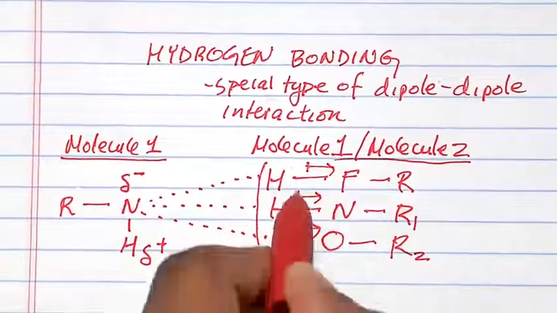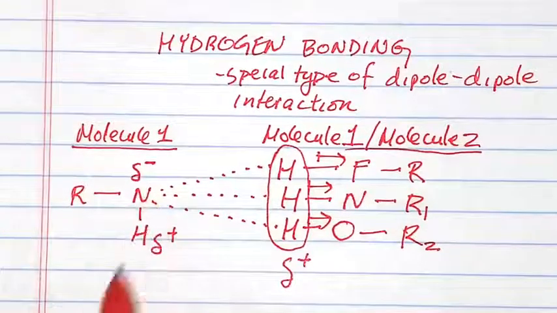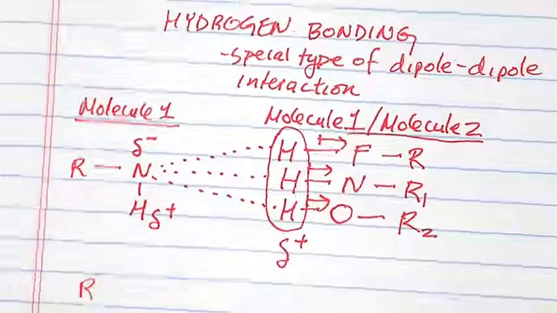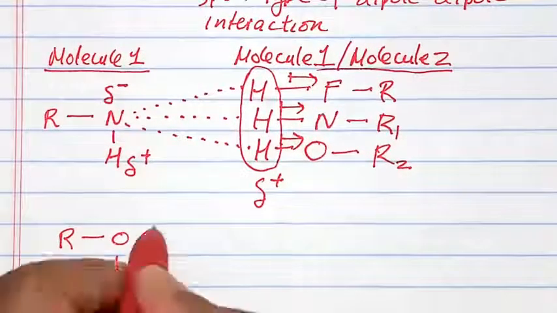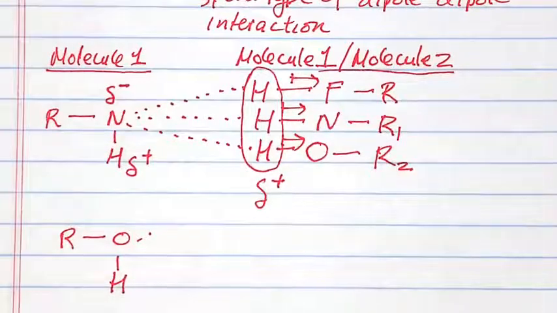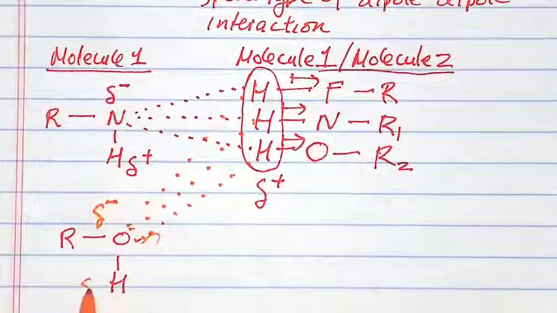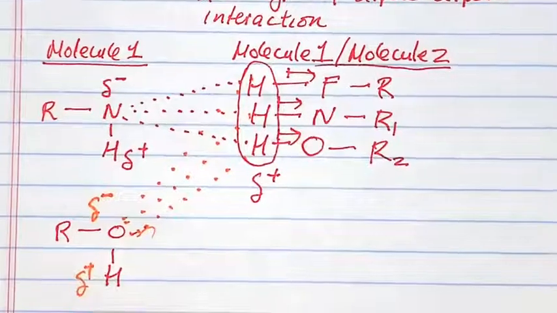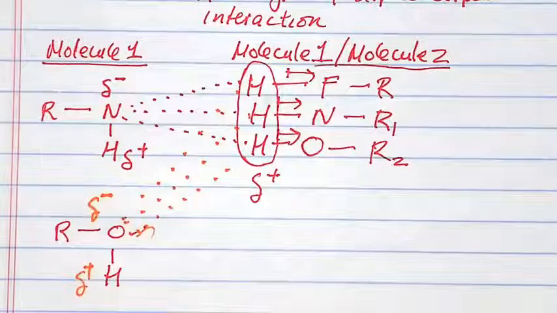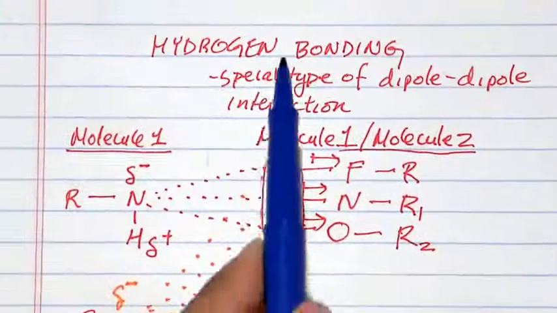These hydrogens are partial positive. That will interact with the partial negative of the nitrogen, so interact with the partial negative of an oxygen. All of these are attractive forces. And molecule 1 will have that partial negative from the oxygen. Hydrogen becomes partial positive. And then finally, the third type of atom that can facilitate a hydrogen bond is going to be fluorine.